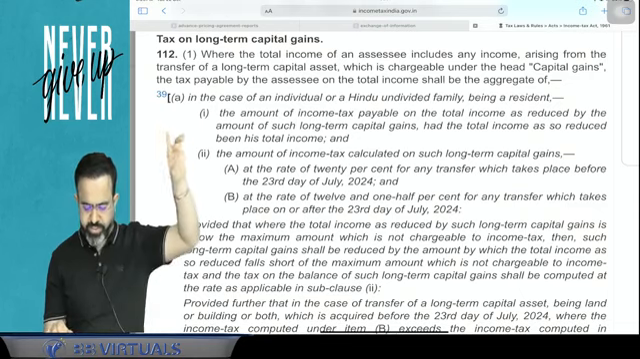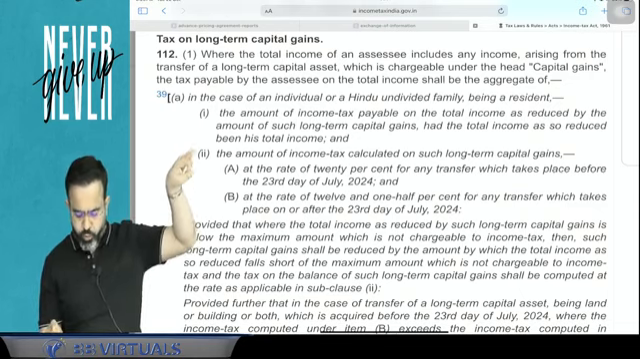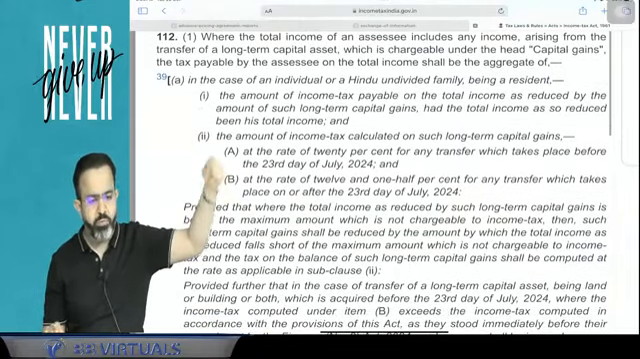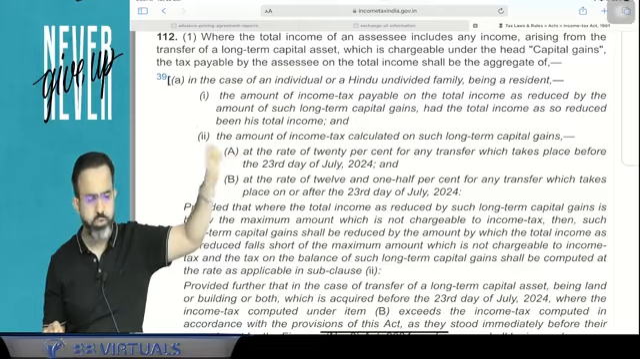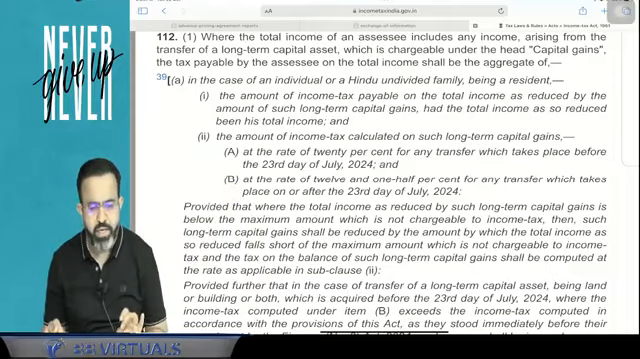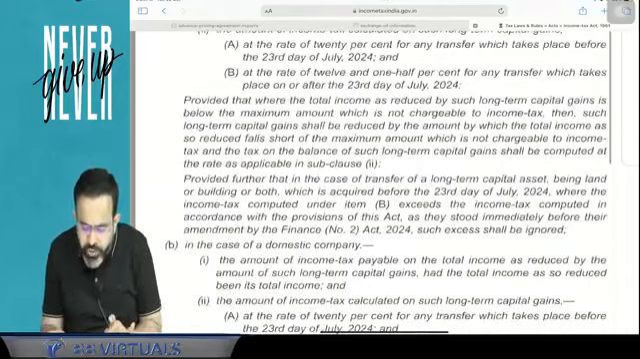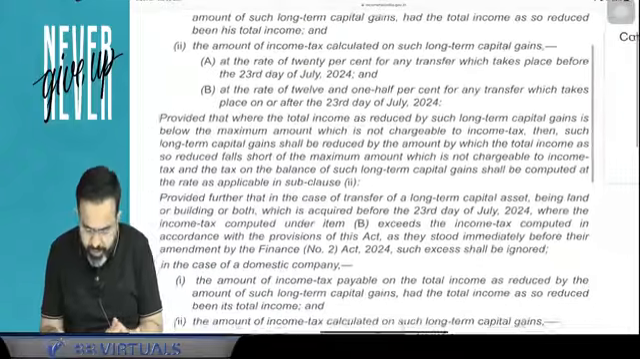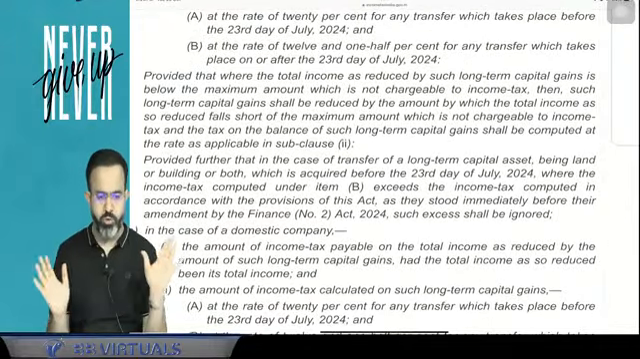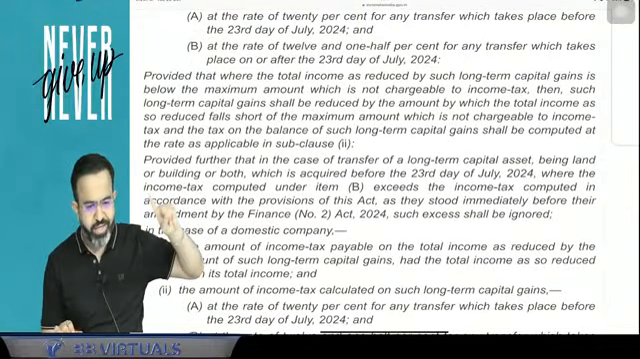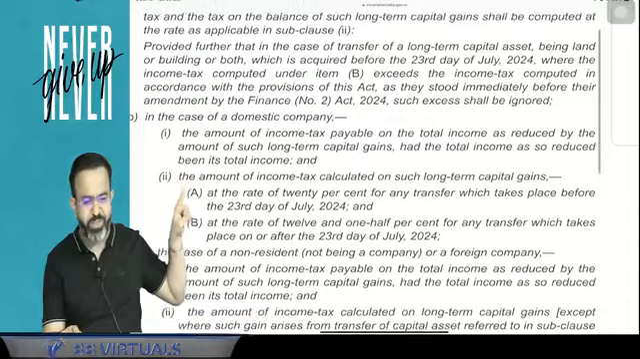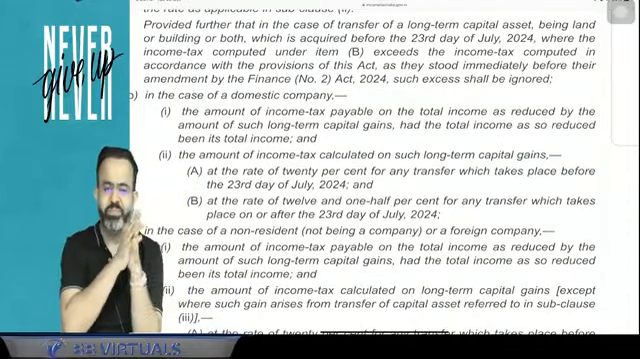Section 112 first point says that if it is before 23rd July, tax rate is 20%. On or after 23rd July, tax rate is 12.5%. Now guys, this one proviso they have added, and whether due to that proviso your indexation is restored or not, I don't know, you have to tell me. Just focus here on this proviso.